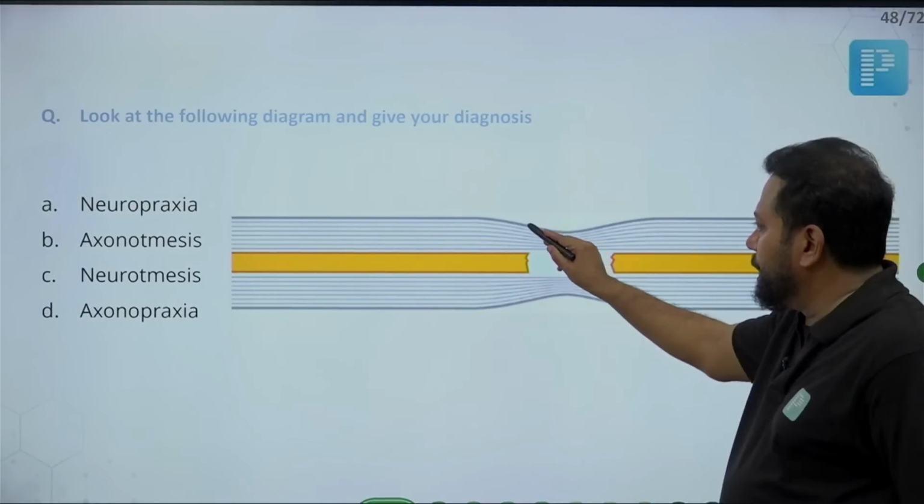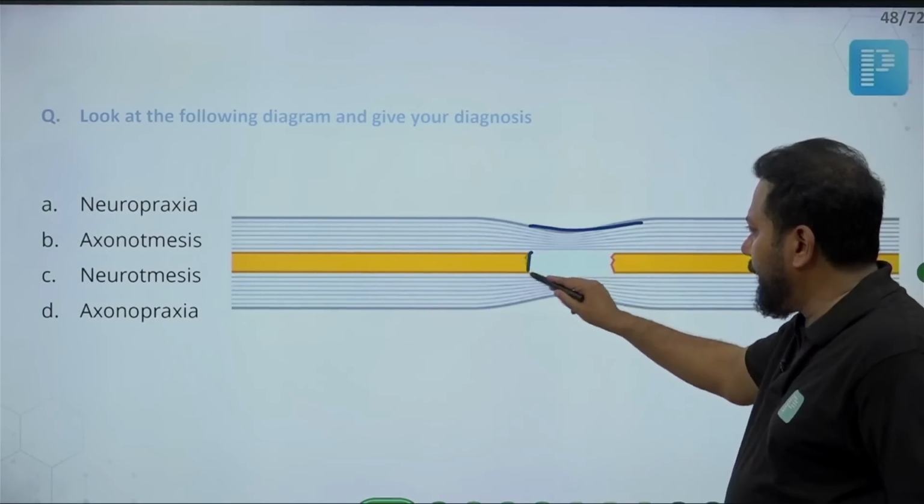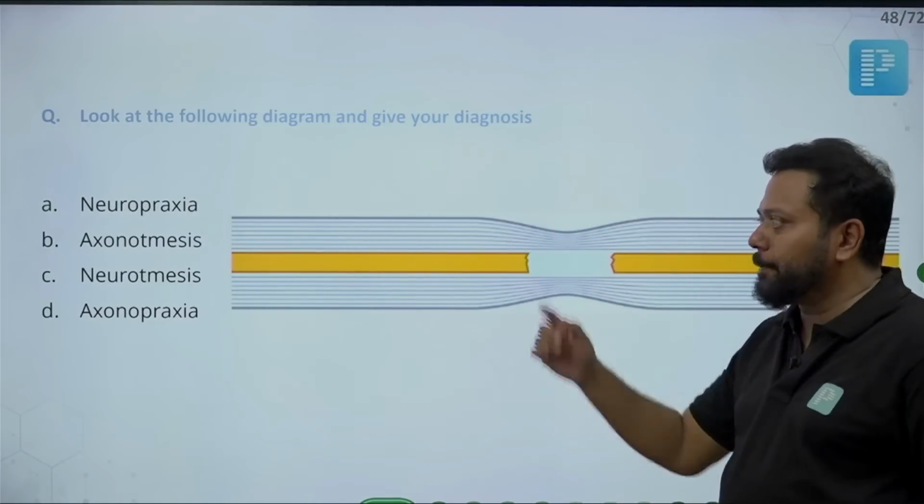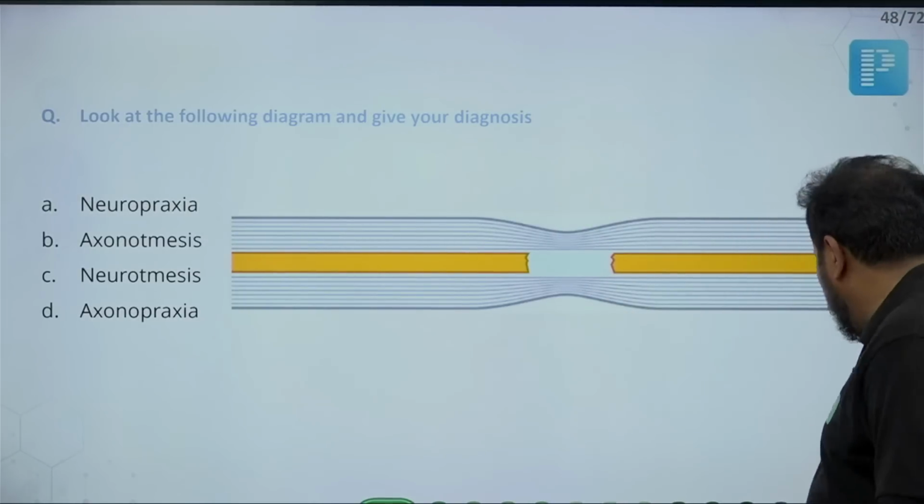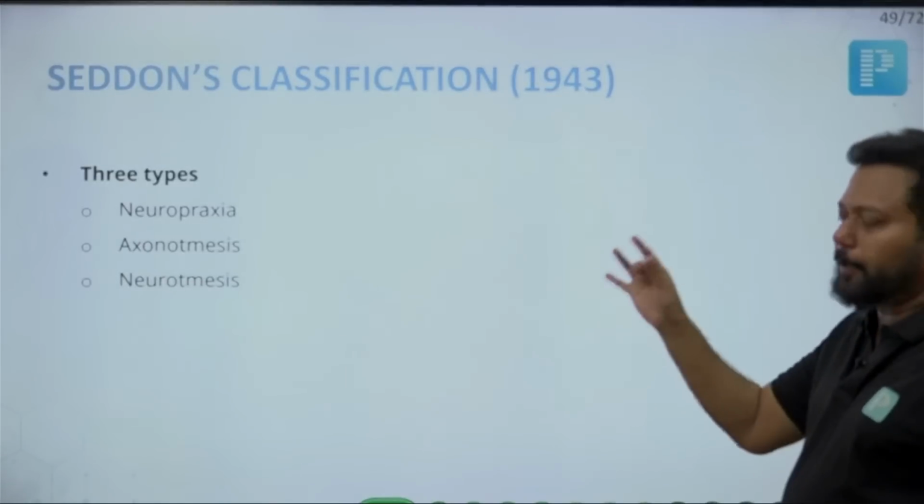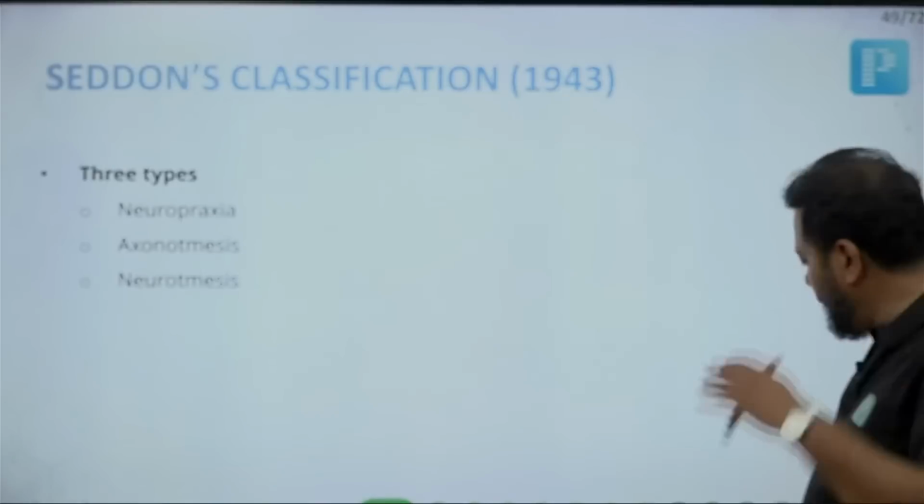You see, this is intact. Only the axons are cut. Classical representation of axonotmesis. Okay. So, Seddon's classification, 1943, has three types: neuropraxia, axonotmesis, neurotmesis. I will read very fast.